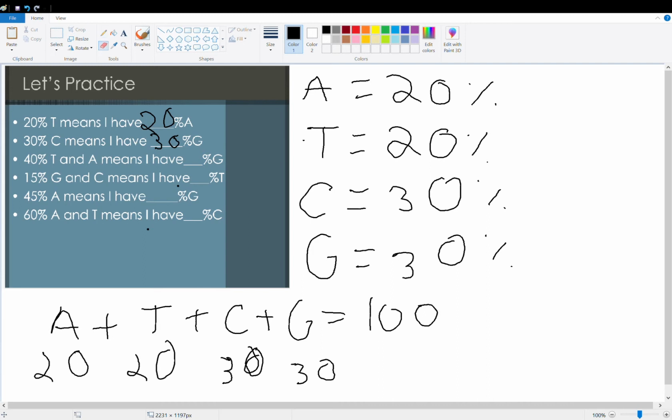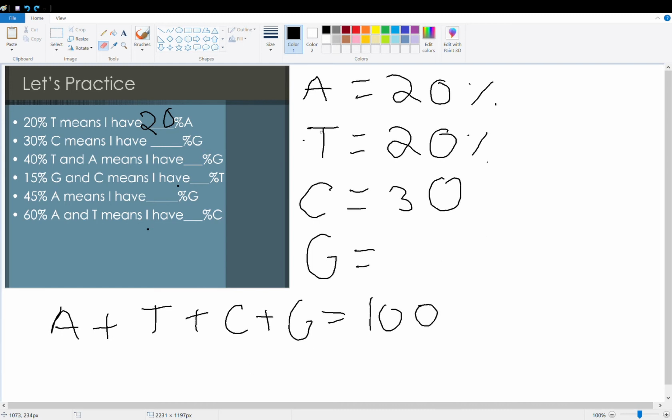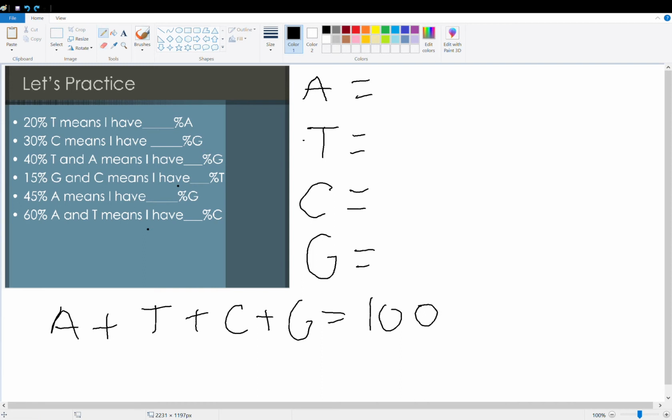Now let's do a quick erase and try other problems real quick. Let's go ahead and do numbers 3 and 4 together to make sure we have a good understanding of this. So this is 20, this here is 30. Alright, this is where it gets a little more complicated. 40% of thymine and adenine means I have what percentage of guanine, right? So, it's not saying T has 40 and A has 40, it means T and A together have 40%.